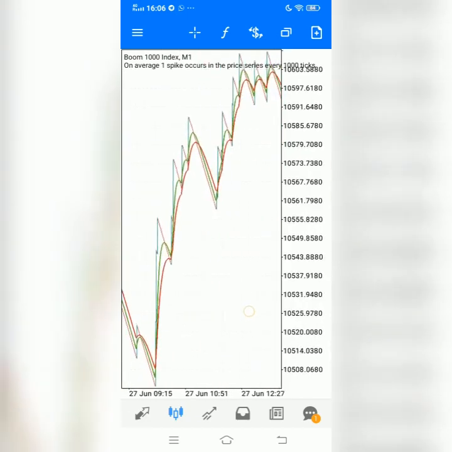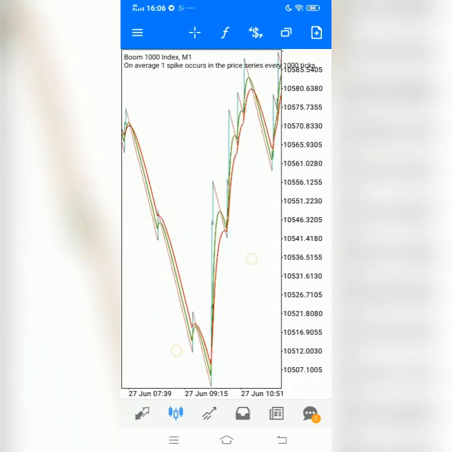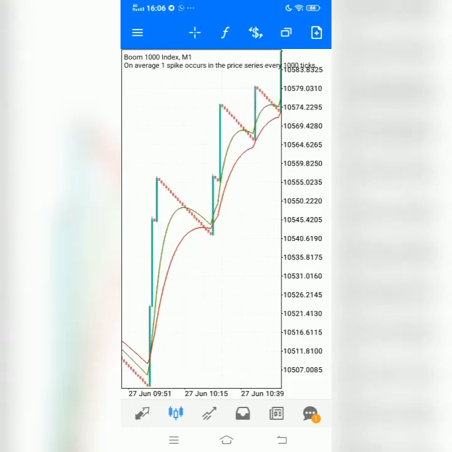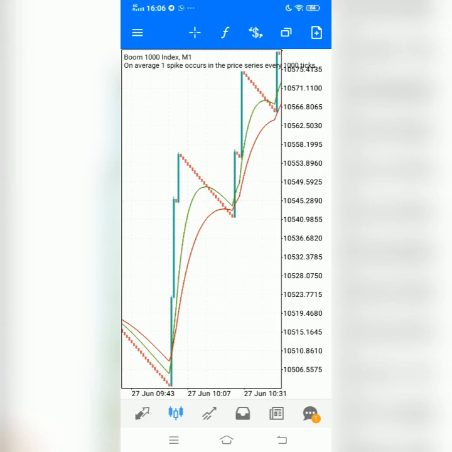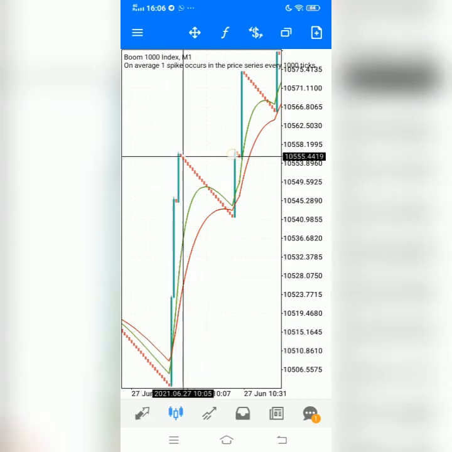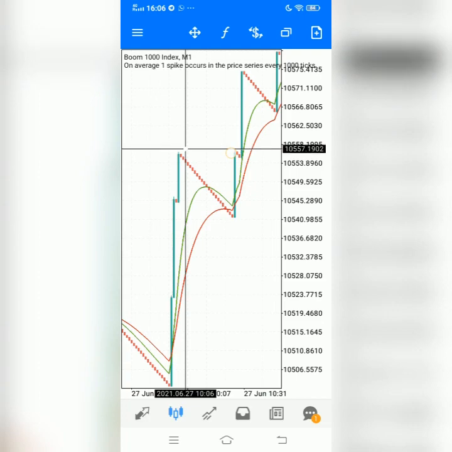And the same thing applies with crash. So this works on boom 500, boom 1000, crash 1000, and crash 500. So over here again, we can see another crossover happen, and we got 3 spikes that we missed out on, which is okay. That is fine. We will always catch the next one.